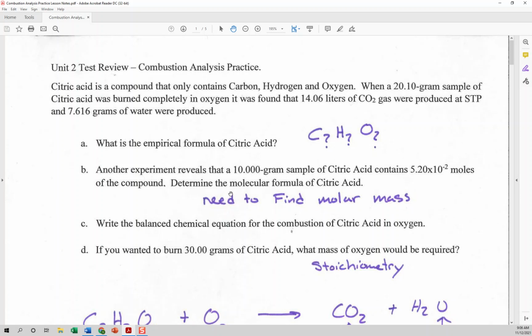In here, they don't quite give you exactly the molar mass, but they give you a way to figure it out. They tell you that in another experiment, it's found that 10 grams of citric acid is equal to 5.20 times 10 to the negative 2 moles of citric acid. So that's our key to get the molar mass. And once we have the empirical formula and the molar mass, now we can find the molecular formula.